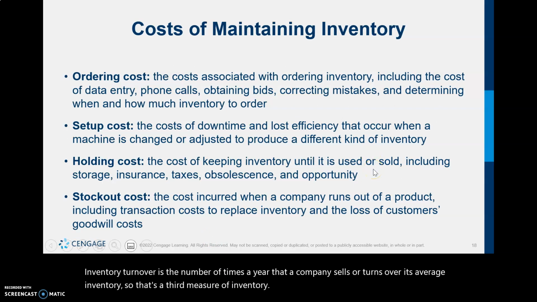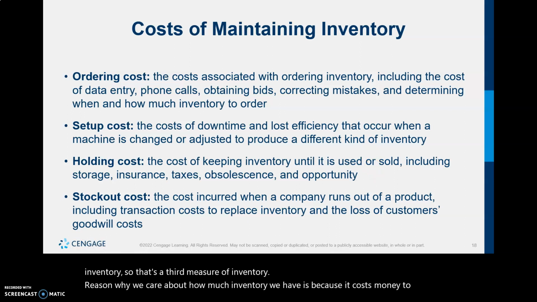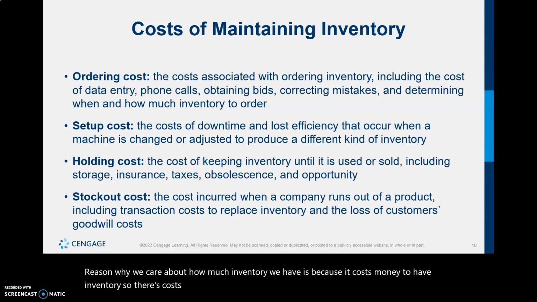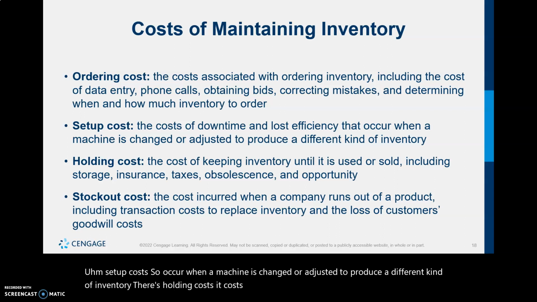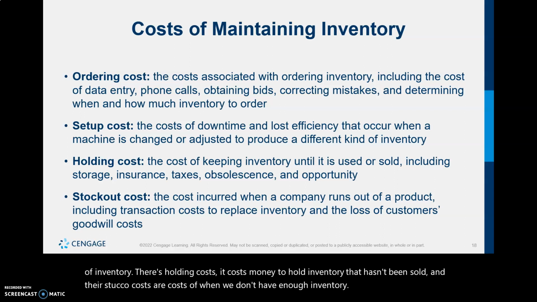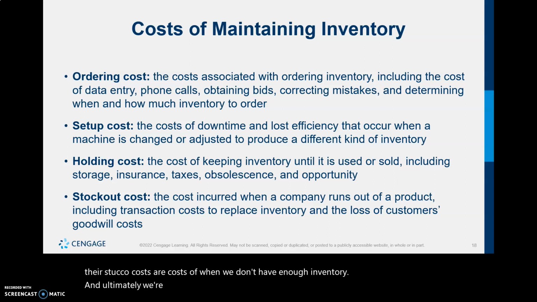The reason why we care about how much inventory we have is because it costs money to have inventory. There are costs included with ordering: data entry, getting bids, determining when and how much inventory to order. Setup costs occur when a machine is changed or adjusted to produce a different kind of inventory. There are holding costs. It costs us money to hold inventory that hasn't been sold. And there are stockout costs. These are costs of when we don't have enough inventory, and ultimately, we're losing money because we don't have anything to sell.